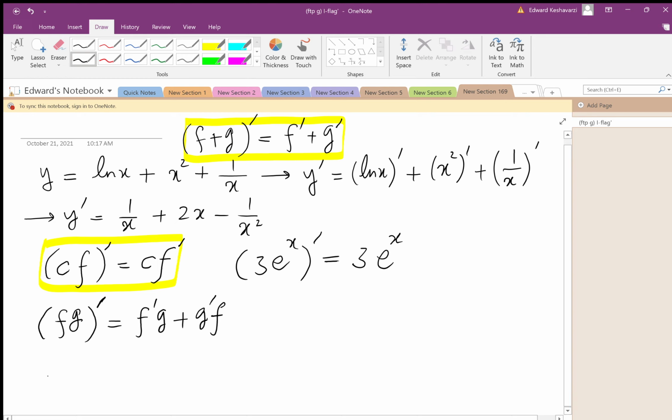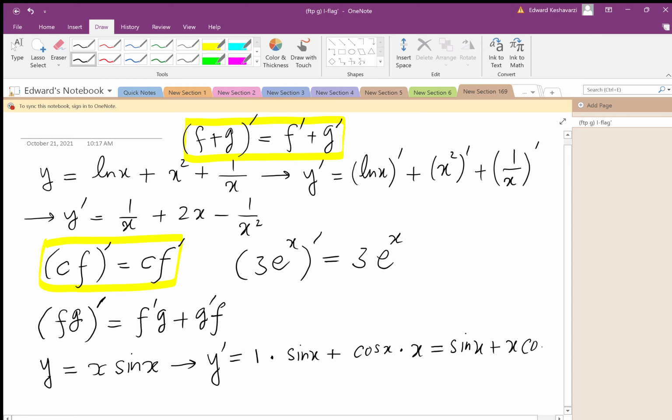Like if your function is x sine x, we can consider x as the first function and sine x as the second function. So we differentiate the first function, which is 1 times sine x, plus the derivative of the second function, cos x, times x. So it is sine x plus x cos x. This is the derivative.